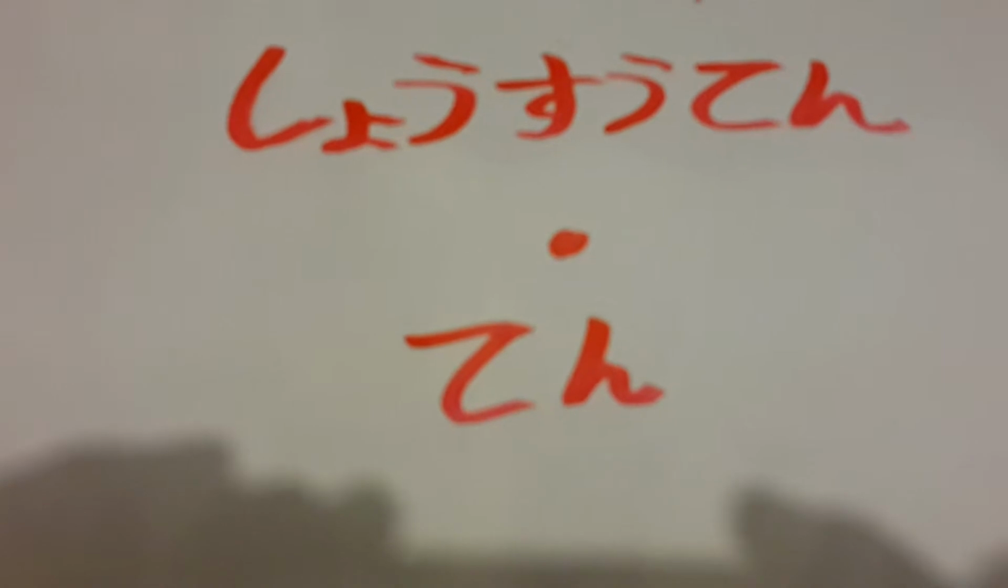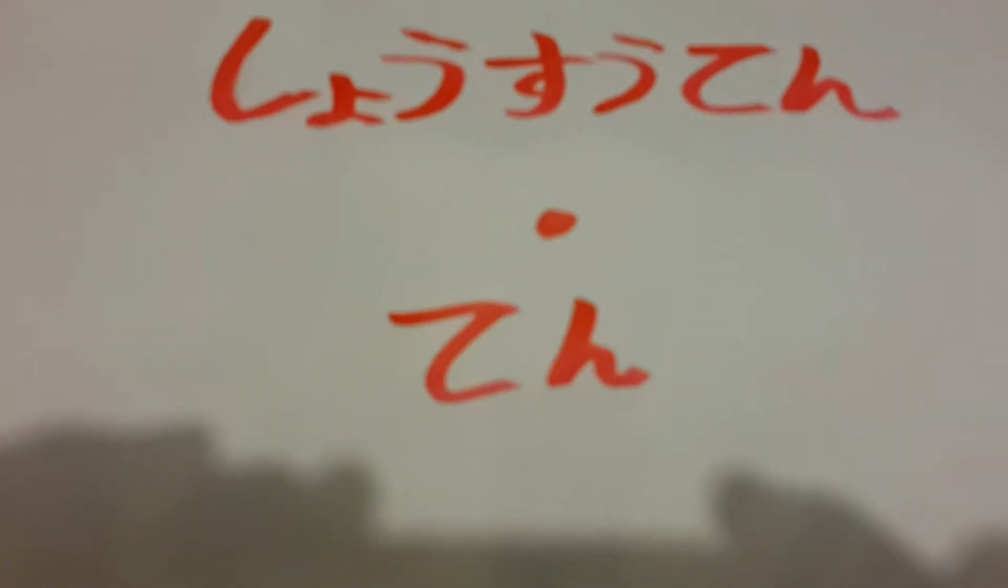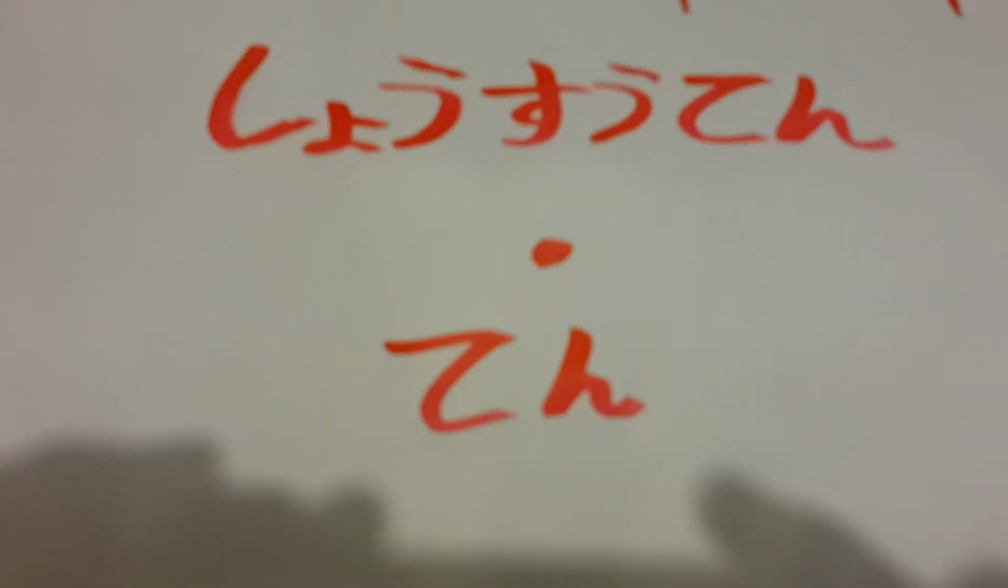The decimal point is called the shōsu ten, and it's pronounced ten. For example, 1.1 would be pronounced ichi ten ichi.